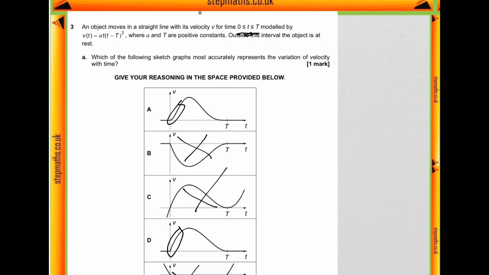One other way to think about it is as t gets bigger, while this one gets bigger, this one gets smaller. And since this is a square, it's this component that matters more. So as t gets bigger, the change in velocity is going to get smaller. Therefore, what we want is not something that's going up like that, but something that's going like that. So therefore, the answer is D. So let's go to the next part.